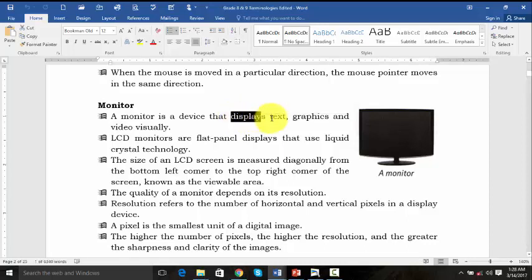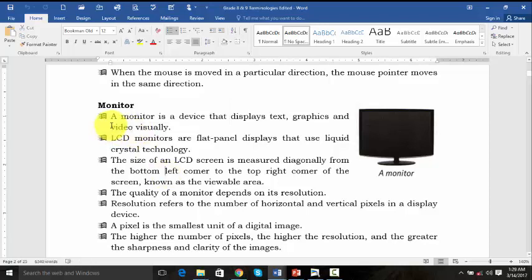It will show us text, for example numbers and letters when we are typing, and also graphics. What are graphics? These are images or pictures. So when you have pictures on the computer, you will be able to see them using the monitor. We will also be able to see videos. Video is a moving picture, like we said in the first part on the types of data.